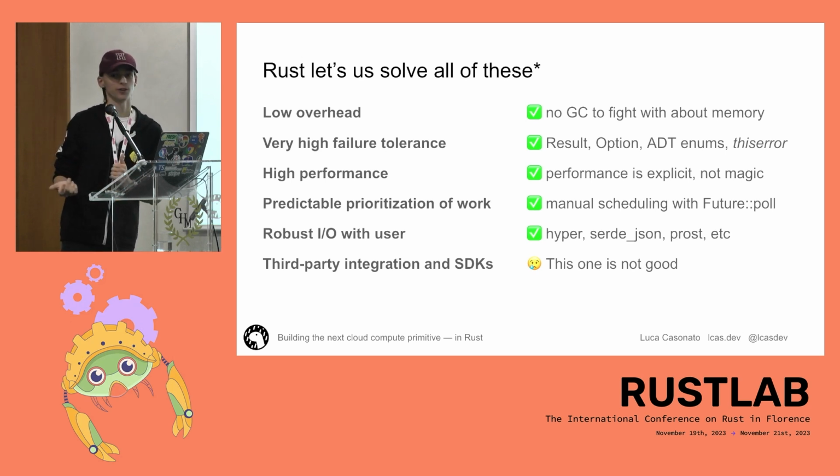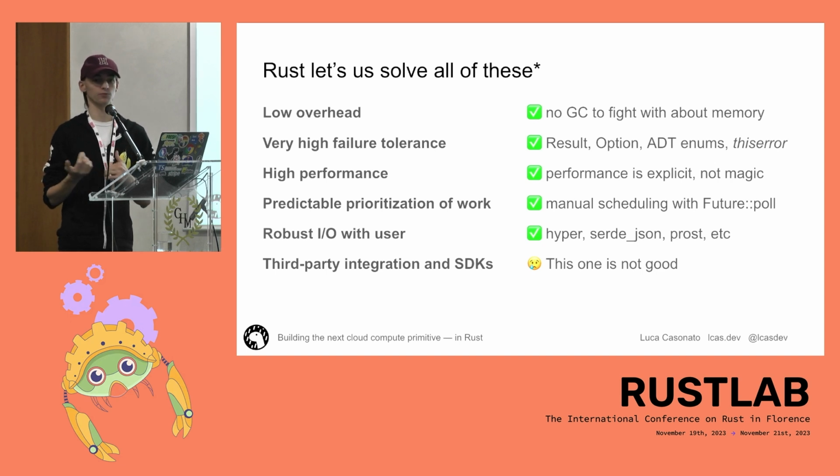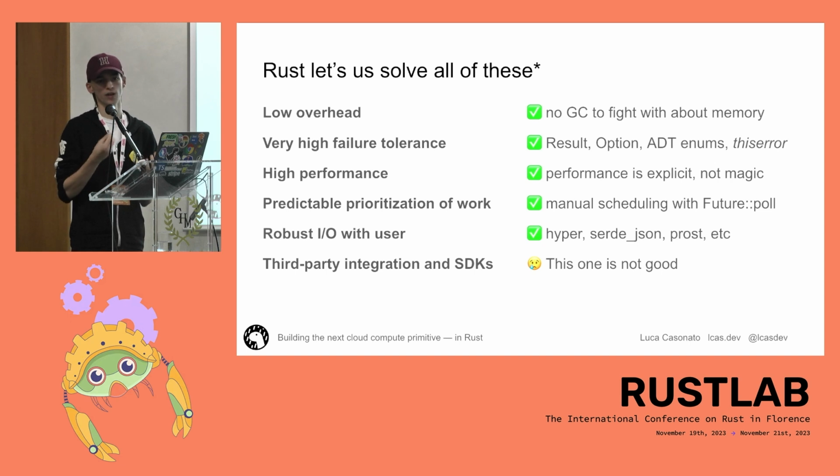You can have very predictable prioritization of work. Especially in async Rust, you can do things like manually scheduling when futures run, essentially delegating less to the async scheduler that you use, and instead saying, for example, I want to poll all of my already opened connections before I accept new connections.